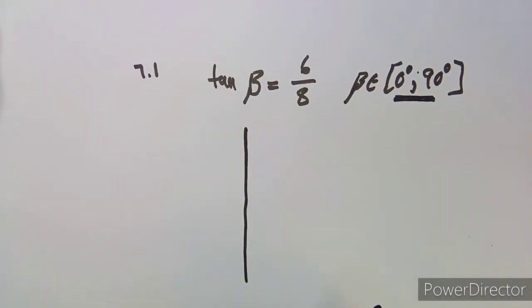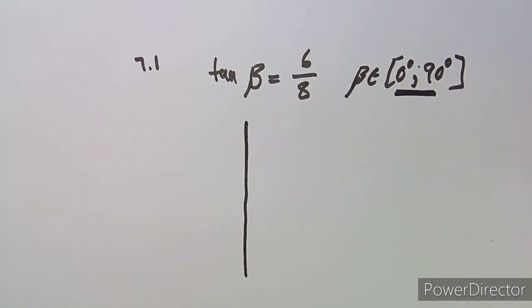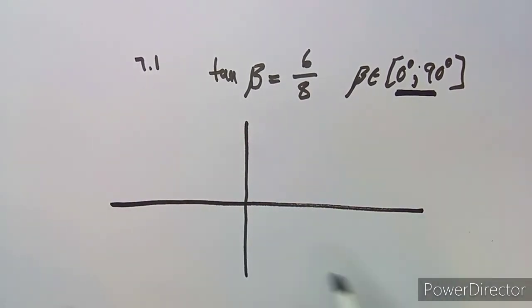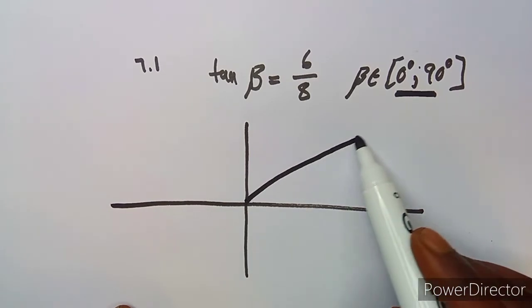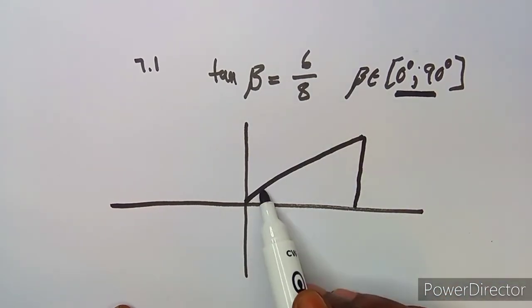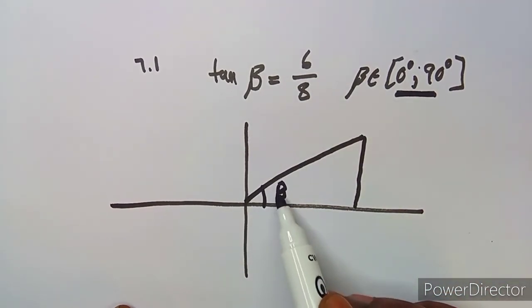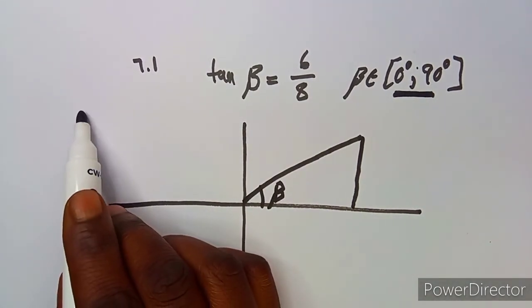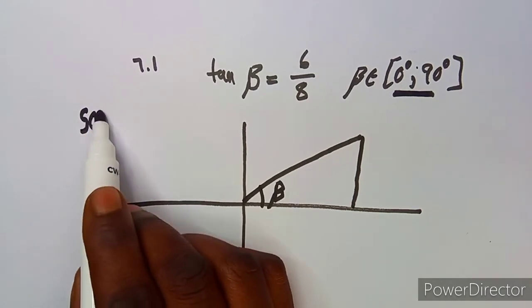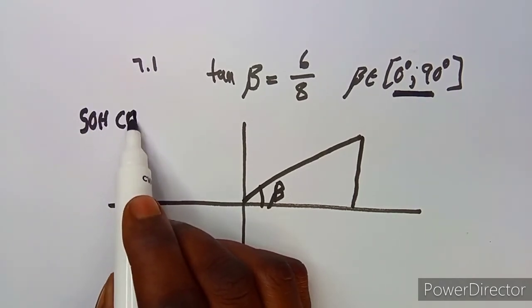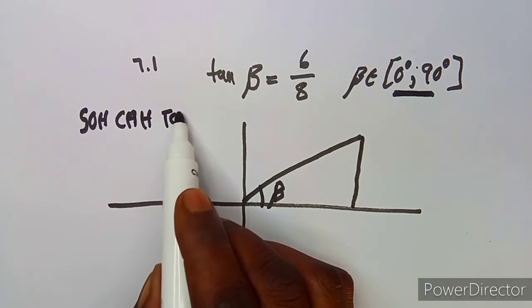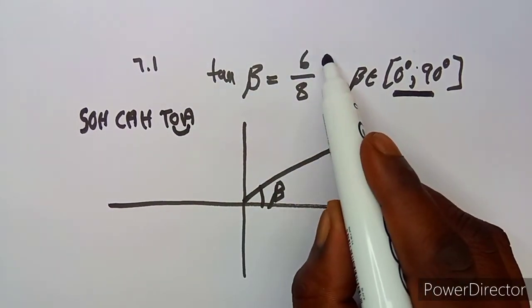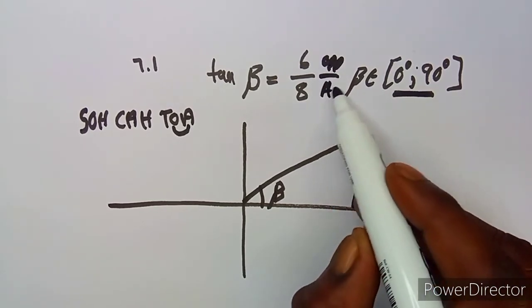So you're going to have your beta in the first quadrant. All right, so this is what you're going to have in this case in the first quadrant like this. So this is going to be the angle beta like this. According to tan, remember from SOHCAHTOA, we know that tan is opposite over adjacent. So this is your opposite over adjacent.